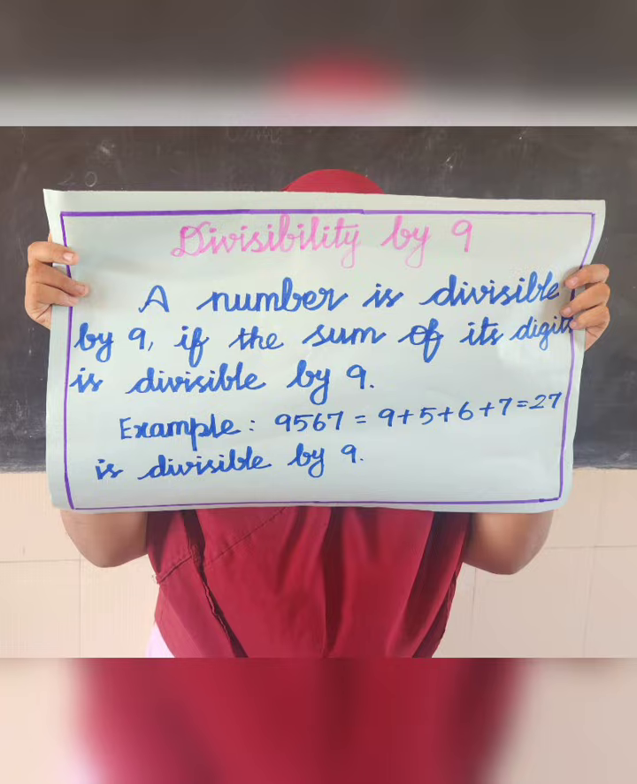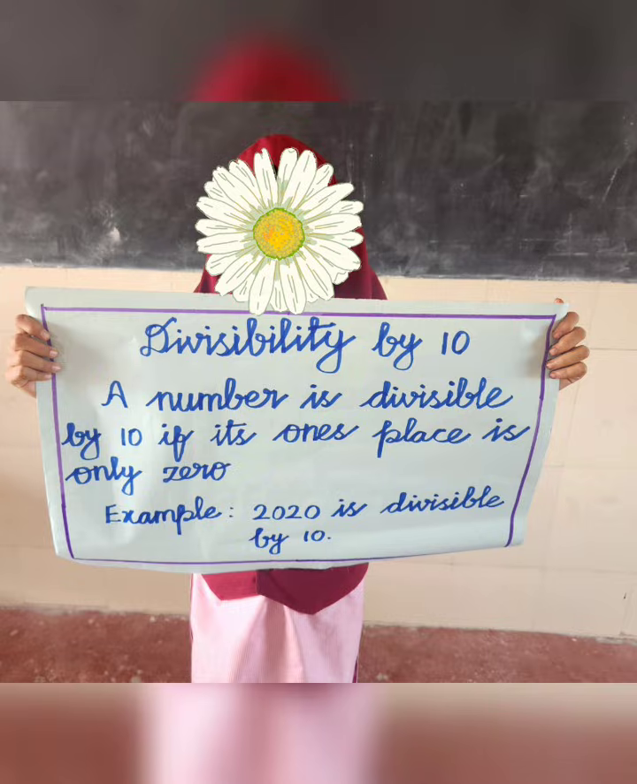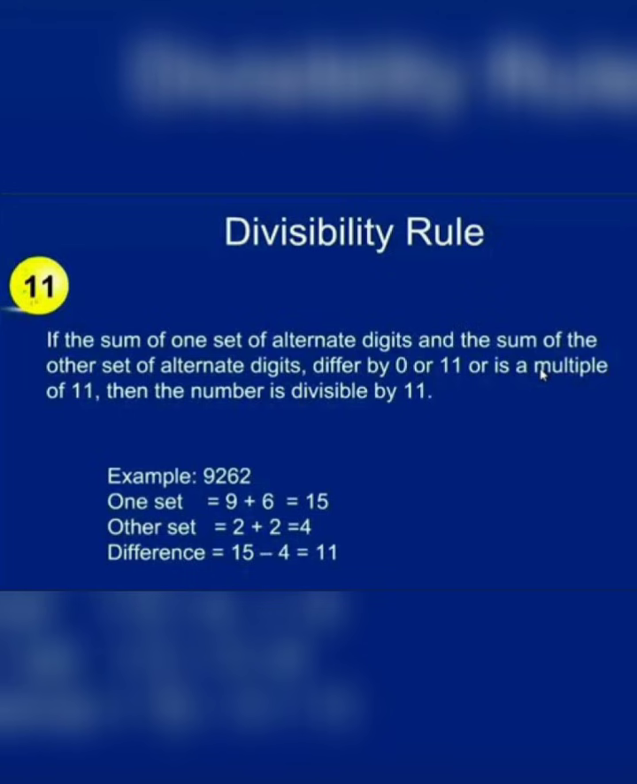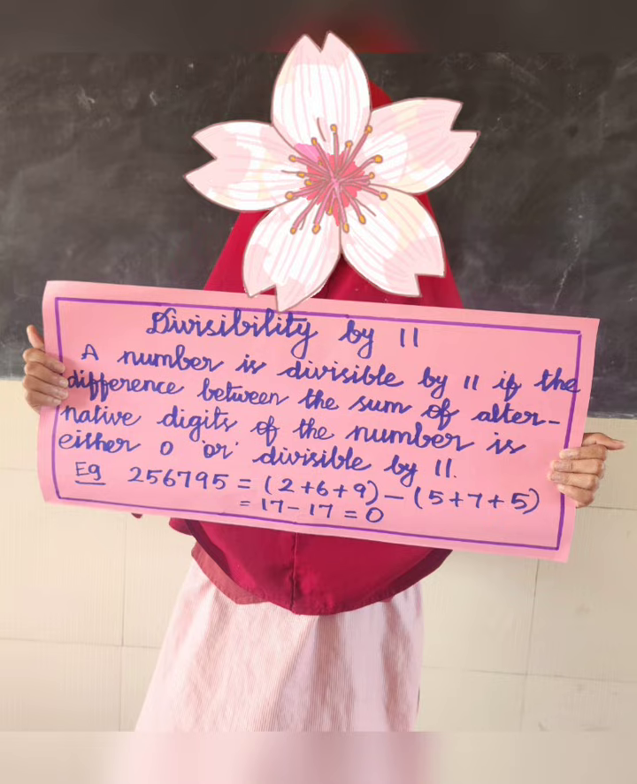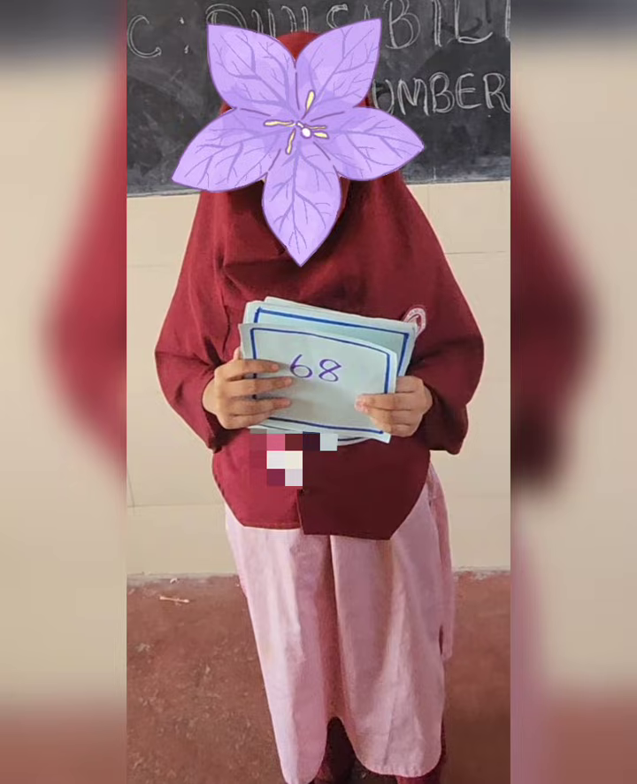Divisibility by 9. A number is divisible by 9 if the sum of its digits is divisible by 9. Divisibility by 10. A number is divisible by 10 if its ones place is only 0. Divisibility by 11. A number is divisible by 11 if the difference between the sum of alternate digits of the number is either 0 or divisible by 11. Now we are going to see some examples for these rules for test of divisibility of numbers.